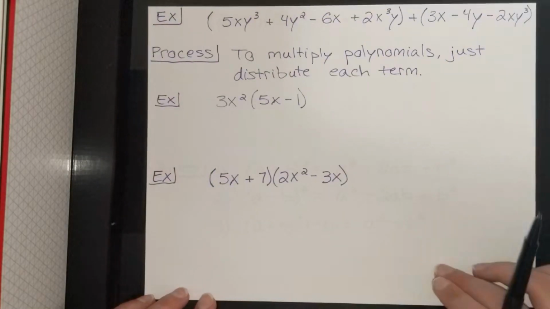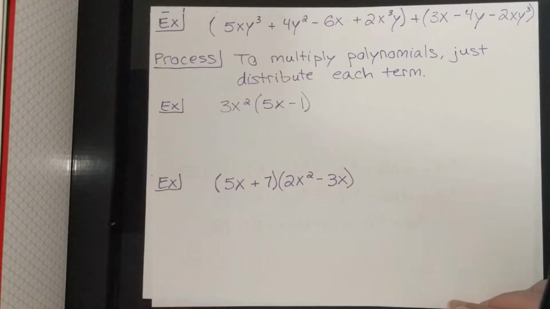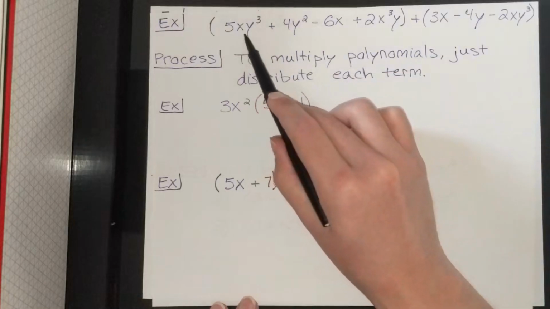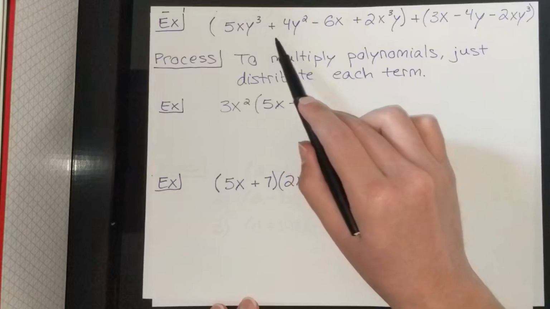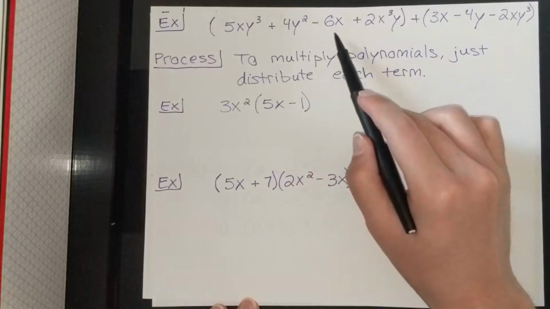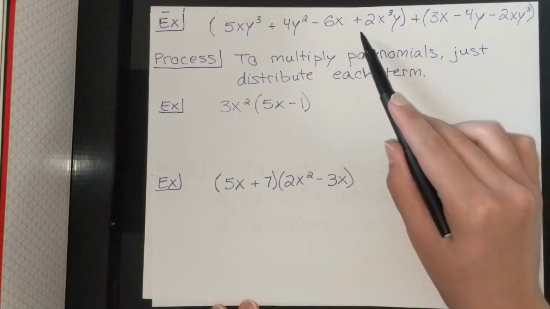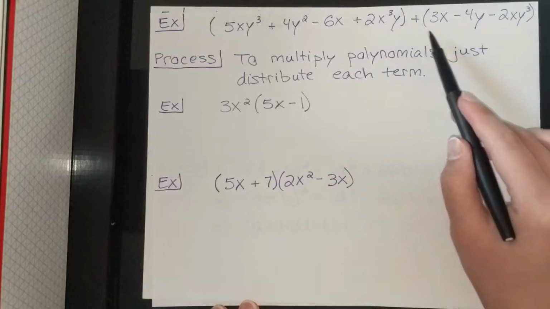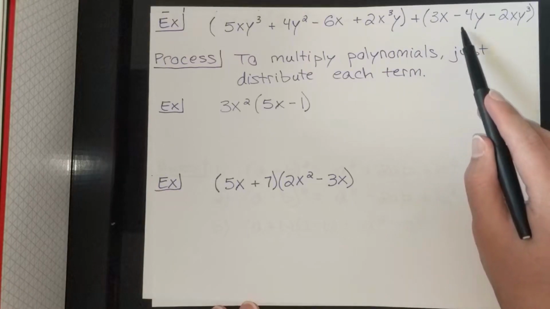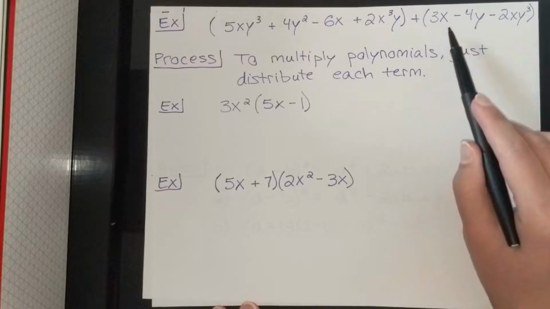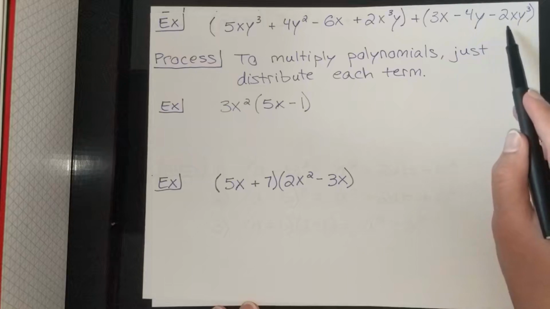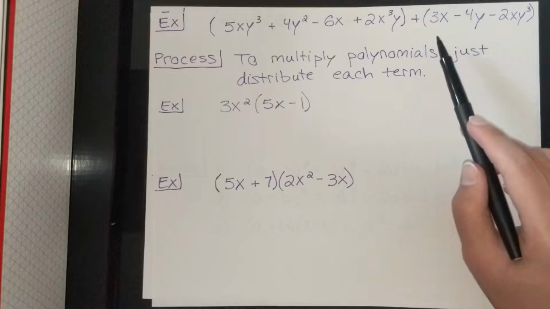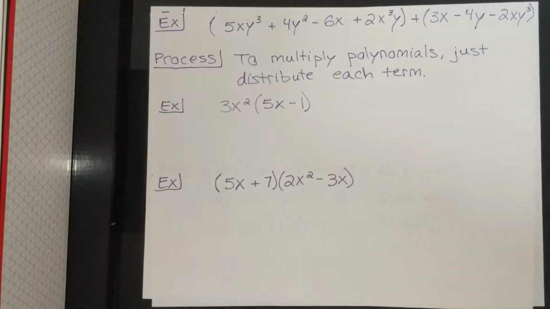All right, so from here, I now want you to take a moment to try to find 5xy cubed plus 4y squared minus 6x plus 2x cubed y, all plus the quantity of 3x minus 4y cubed, minus 4y minus 2xy cubed. Take a moment to pause the video and then we'll try it together.